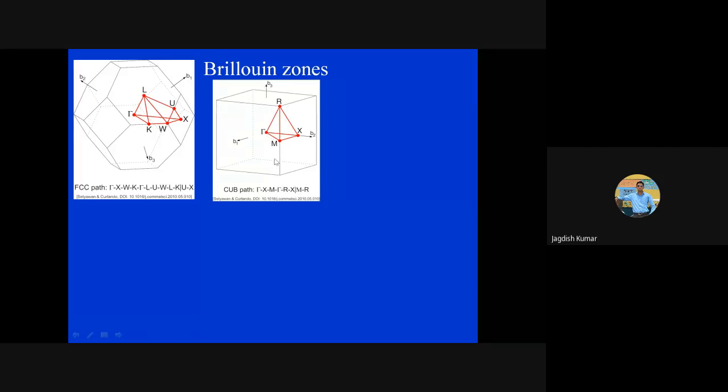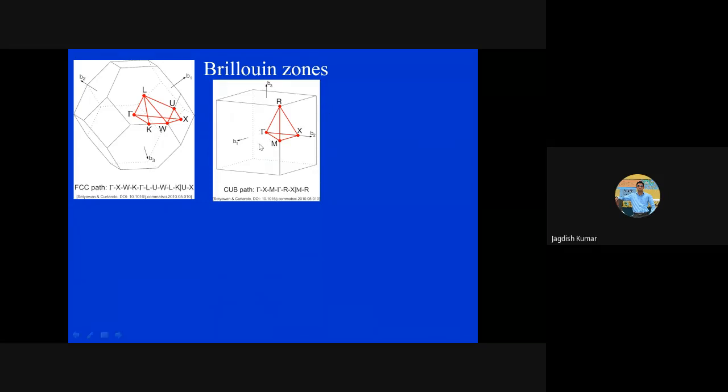If you take a simple cubic lattice and draw the unit cell, for a simple cubic real space lattice, the reciprocal lattice is also simple cubic. So if you draw the Wigner-Seitz cell for a simple cubic lattice, that is going to be a cube. Try to visualize this. I leave it as homework to you.